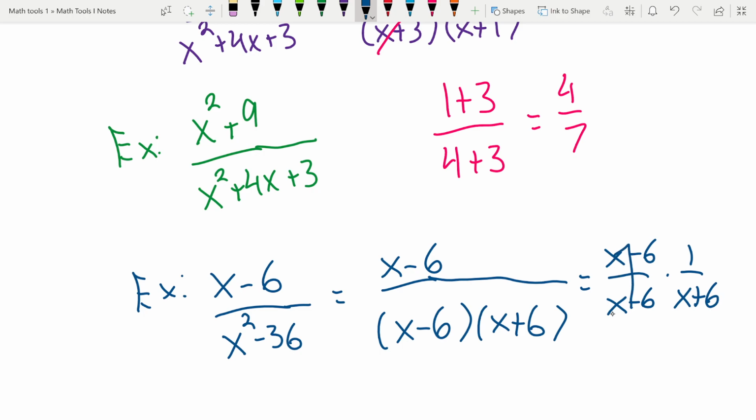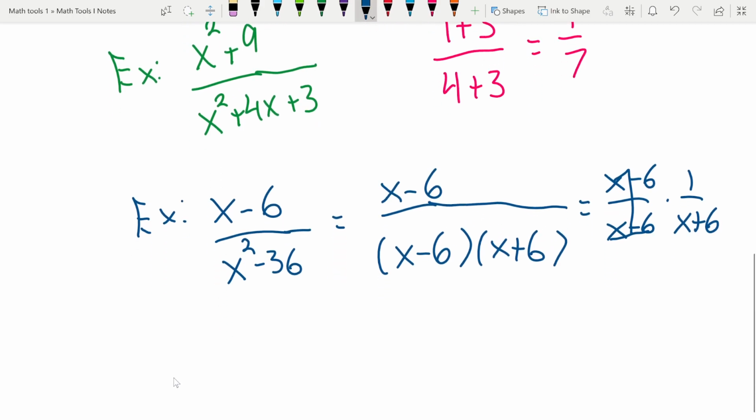Sometimes people like to write a 1 over it instead of just putting a slash through it, to actually signify that that's equal to 1. So this is equal to 1 over x plus 6. Sometimes we're tempted to put a 0 up here because it's gone, so there's nothing there, but that's not going to work because that makes the whole thing 0. We're really doing division, so we're left with a 1 on the top.